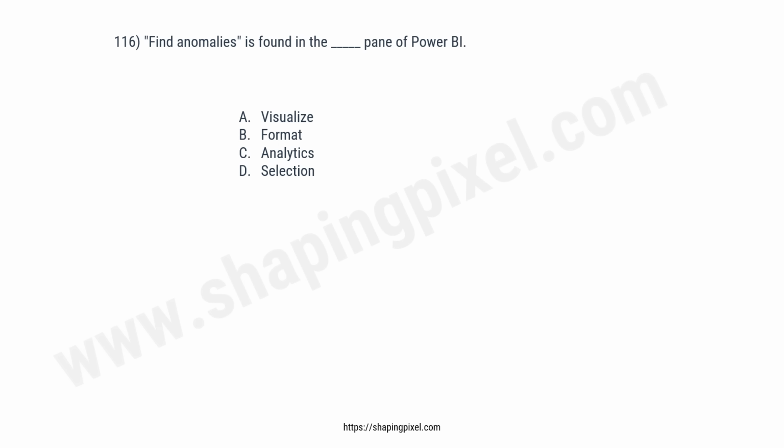So question number 116. Find anomalies is found in the dash pane of Power BI. And we have four options: visualize, format, analytics, selection. So the right answer here is option C, analytics.